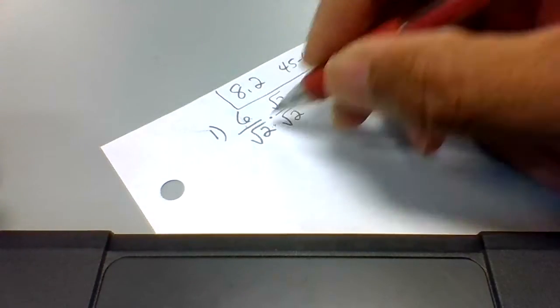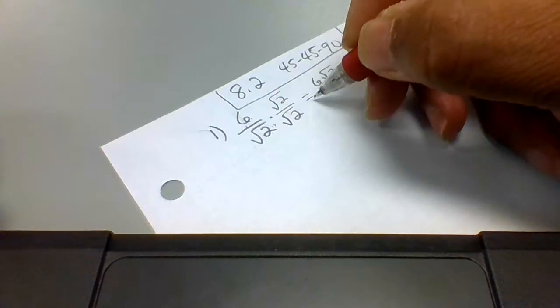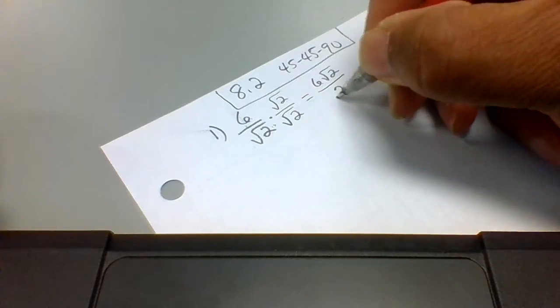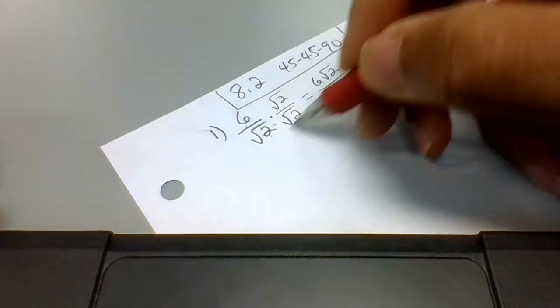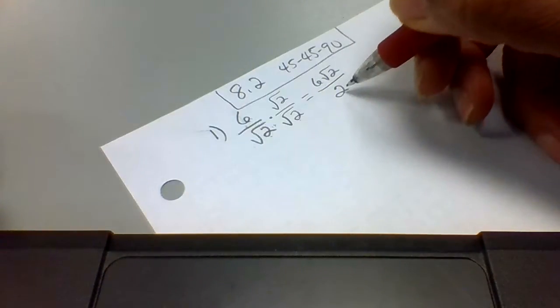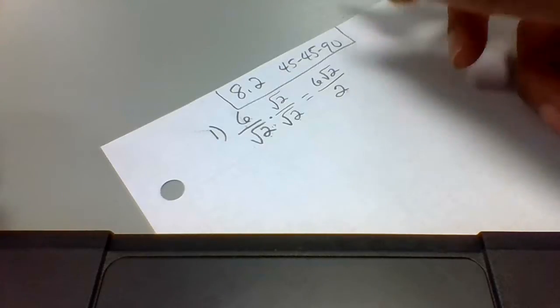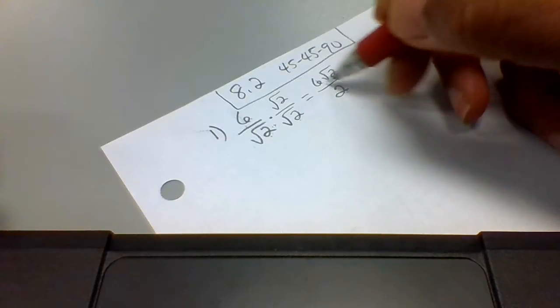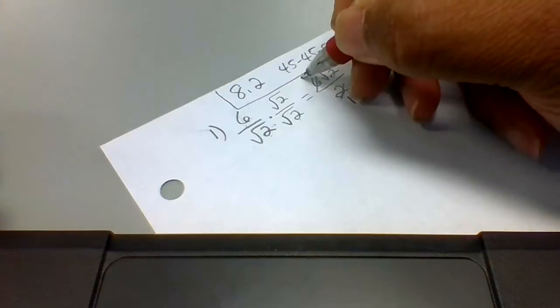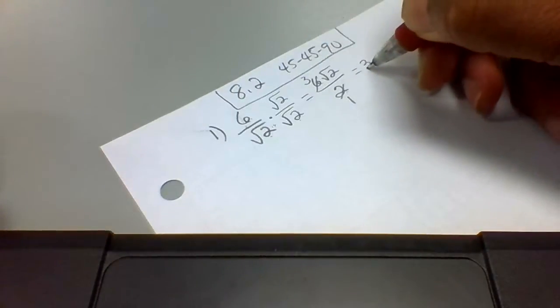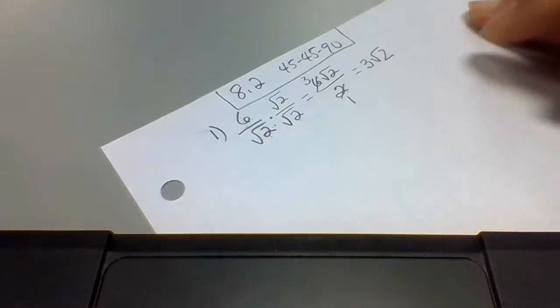And the square root of 2 times the square root of 2 is the square root of 4, and the square root of 4 is 2. Or any number times itself underneath a square root sign is that number back without the square root sign. And then now I can cancel here because 2 goes into 2 once and 2 goes into 6 3 times. So my answer is 3 square root of 2.